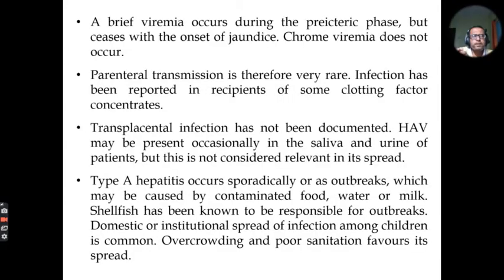Now, there is a brief viremia in the pre-icteric phase. Means in case of the prodromal phase, there is a brief viremia. Means this virus enters the blood, and this condition is known as a viremic condition. But this viremia decreases once the jaundice or the icteric phase begins, and chronic viremia doesn't occur. Here the parenteral transmission is very rare.